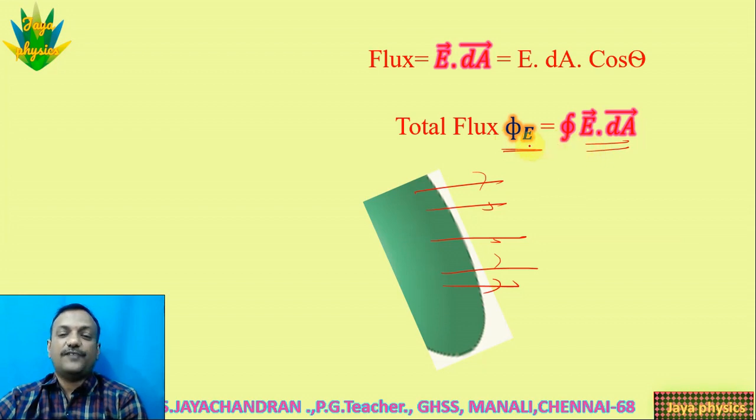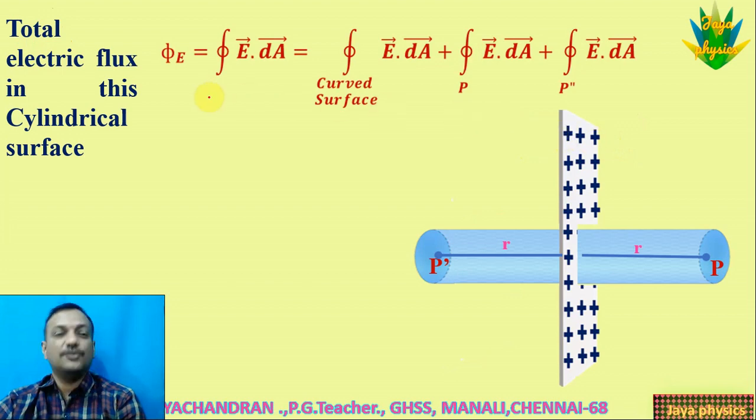So, once again, the formula for total flux is phi E equals the surface integral of E vector dot dA vector. It is a dot product of the E vector and the dA vector. Now I am going to calculate the flux from this cylinder.